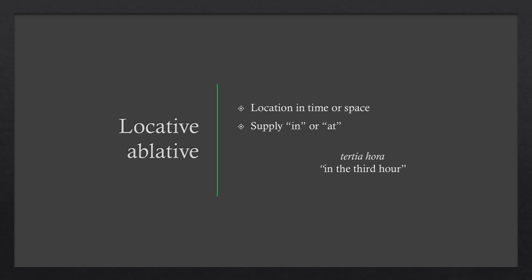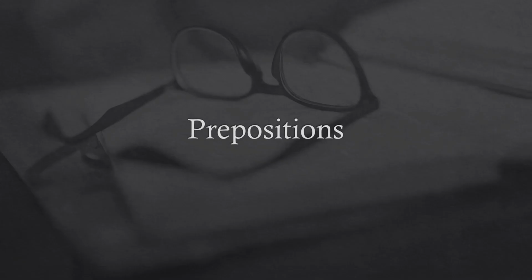Finally, the locative ablative. As its name suggests, locative ablatives express location in time or space. In these cases, you supply the English words in or at. If you see a time or place word in the ablative case, chances are it is an ablative of time or place. For example, tertia hora would translate to in the third hour. Keep these three basic categories, separative ablative, instrumental ablative, and locative ablative, in mind as we move on to the next topic, prepositions.